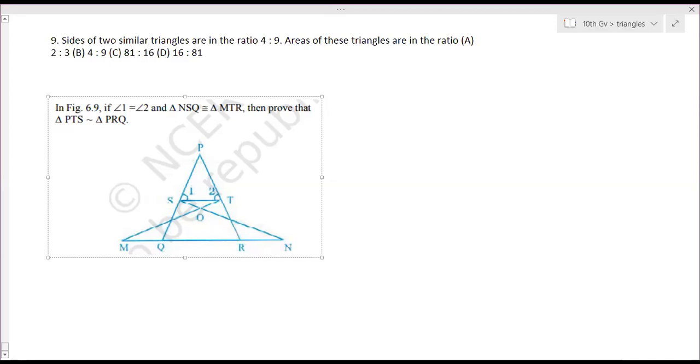Ma'am, I think if we extend ST on both sides, angle 1 will be vertically opposite to the other one. SP and QR are not parallel. Here, angle Q and angle R are equal. Angle PQR and angle PRQ are equal because, ma'am, angle Q is a part of NQS triangle and R is a part of MTR.